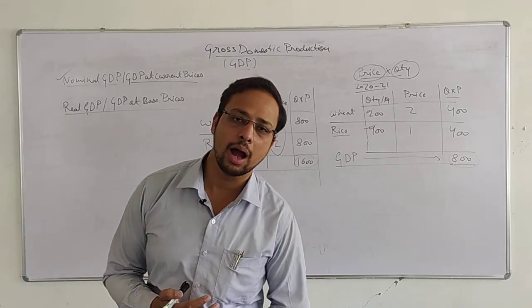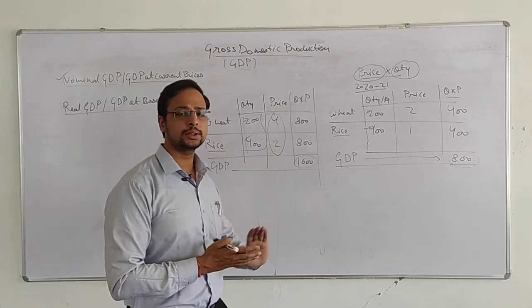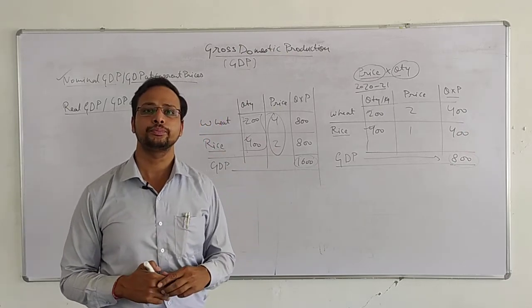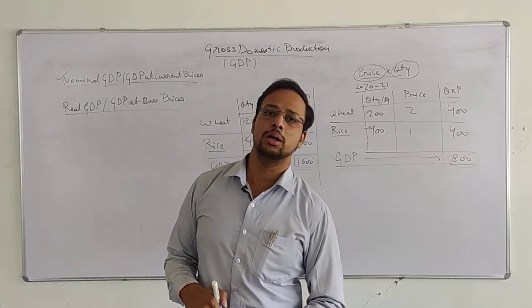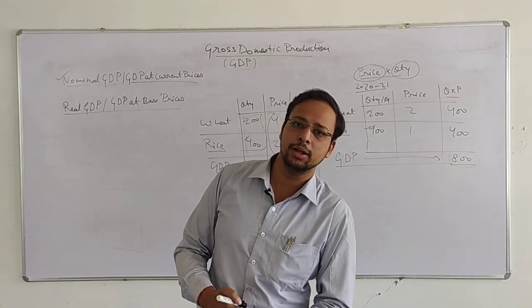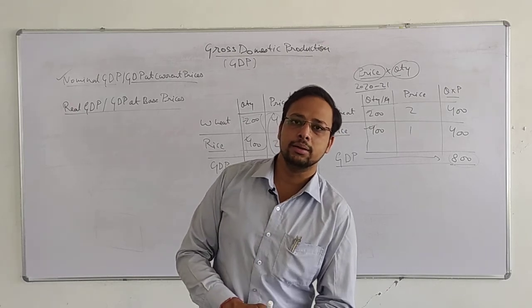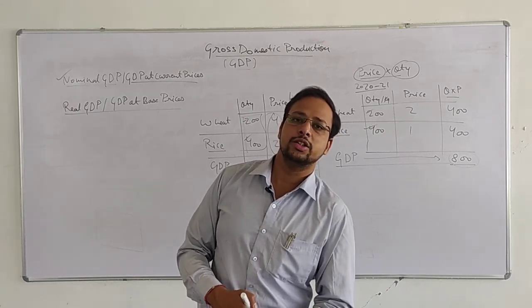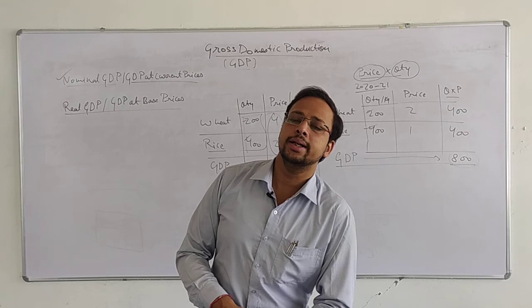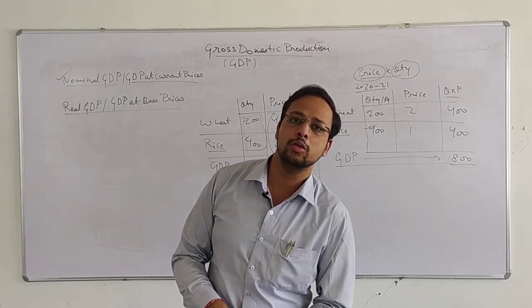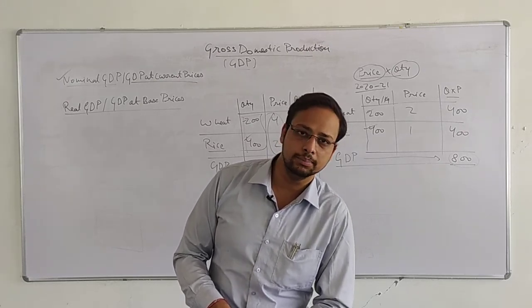Now, after studying these concepts, we will study more about national income in the next chapter, but today our chapter number 3 is complete. That was national income and related aggregates. In the next video, we will be discussing the methods of calculating national income.